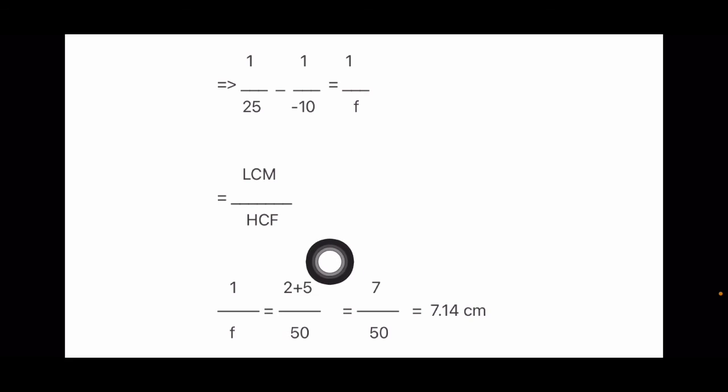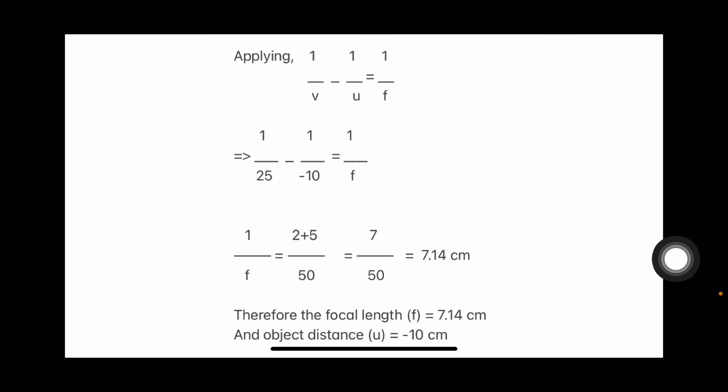But since this is in the fraction form, we need to convert it to the decimal form. So the answer is 7.14 centimeter. In the final answer, you need to write it in words. So you can write, therefore the focal length f is equal to 7.14 centimeter.